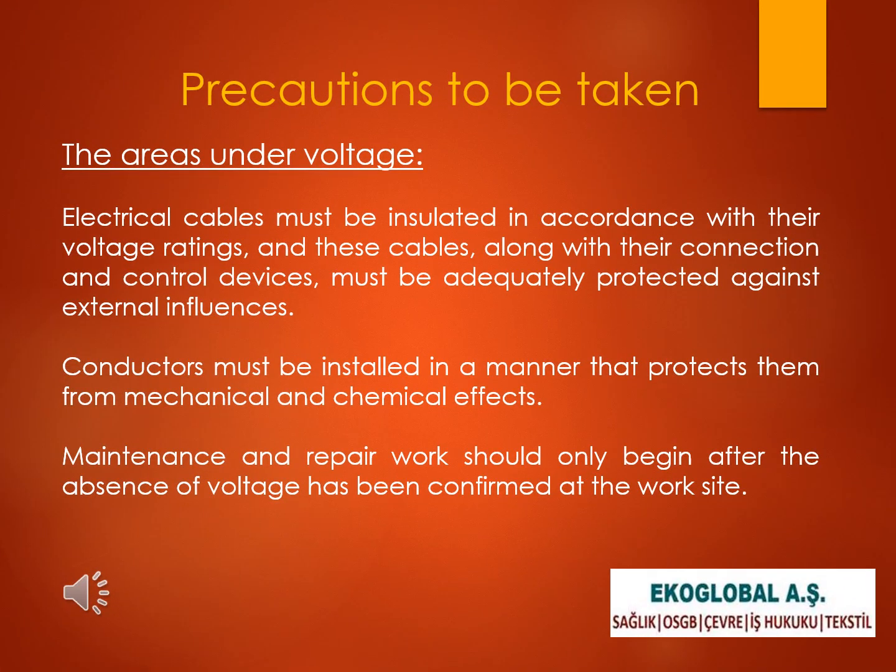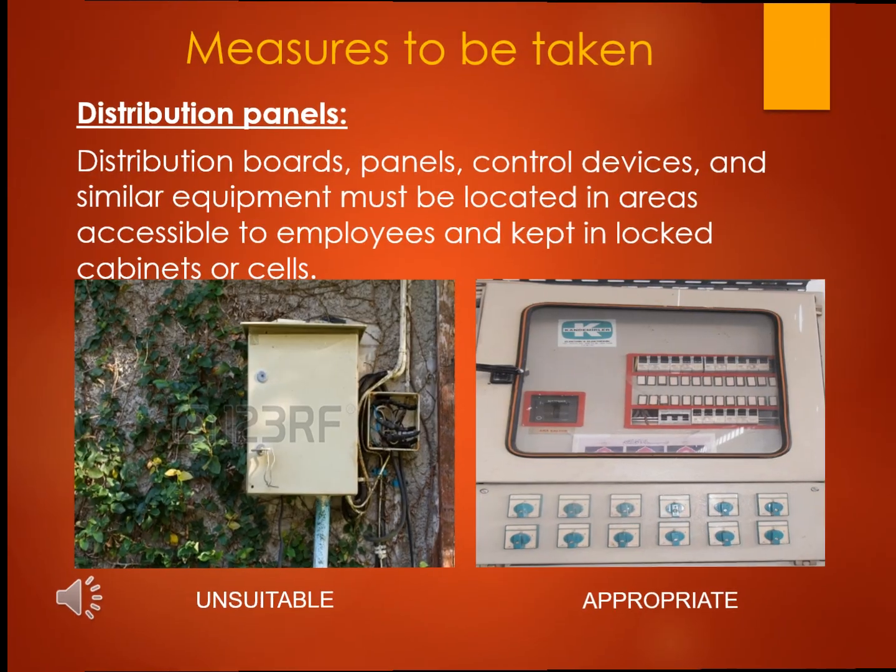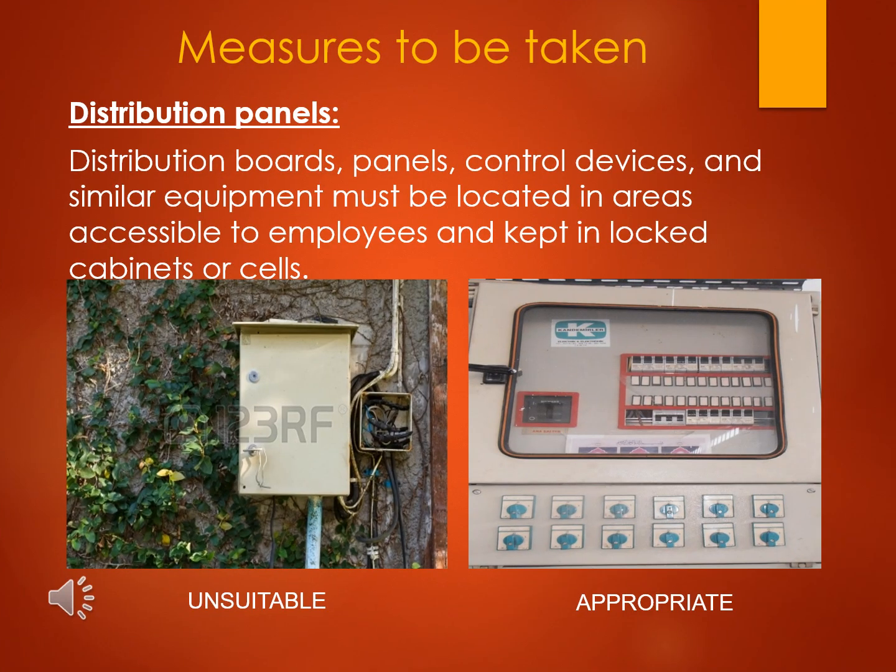Electrical cables must be insulated in accordance with their voltage ratings, and these cables, along with their connection and control devices, must be adequately protected against external influences. Conductors must be installed in a manner that protects them from mechanical and chemical effects. Maintenance and repair work should only begin after the absence of voltage has been confirmed at the work site. Distribution boards, panels, control devices, and similar equipment must be located in areas accessible to employees and kept in locked cabinets or cells.